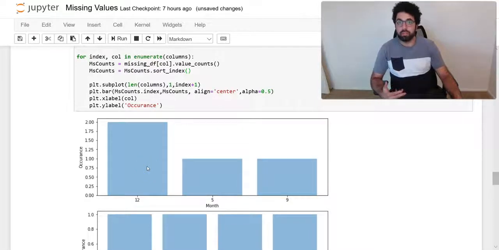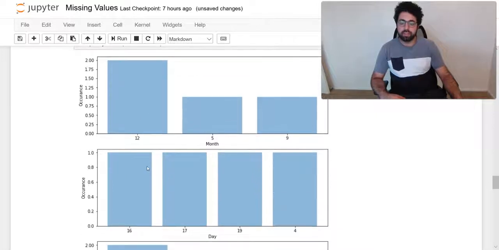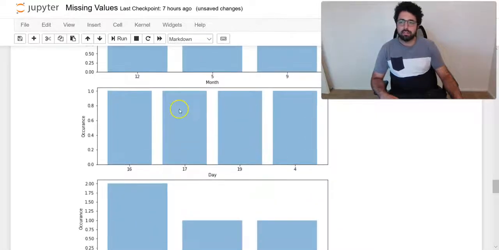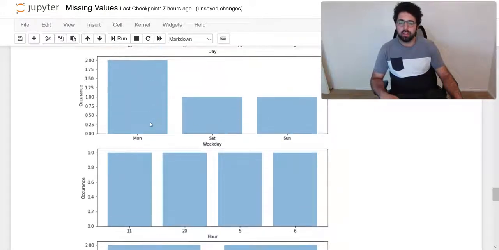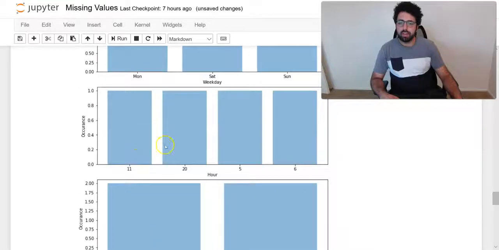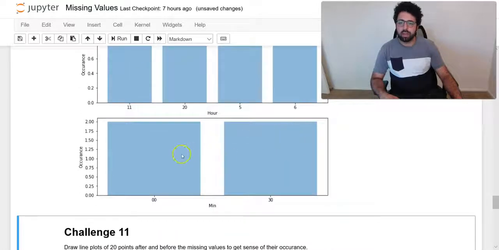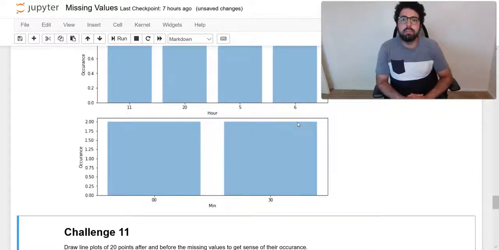It's just 1. If it was 3 or 4, then it would say, okay, there's something about this month, but it's not that significant yet. And on days, they're completely scattered. On the weekdays, Mondays are 2 again. It's not that significant. Hours the same, and also minutes 2. So it seems like we don't have a significant pattern of these 4 missing values happening at a specific time.